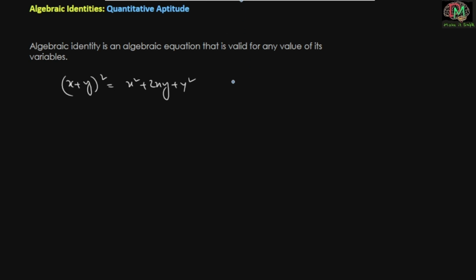But if we consider another algebraic equation, for example (x + 2)² = 9, this equation is valid for x = 1. For any other value of x, it is not satisfied. So it is not an algebraic identity.